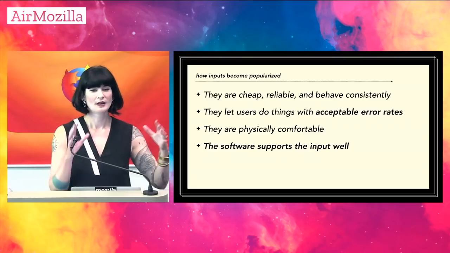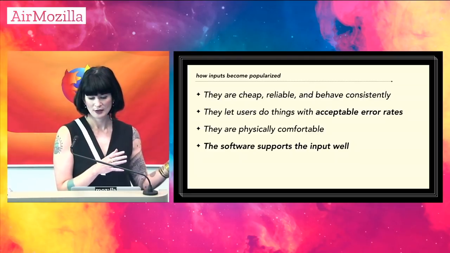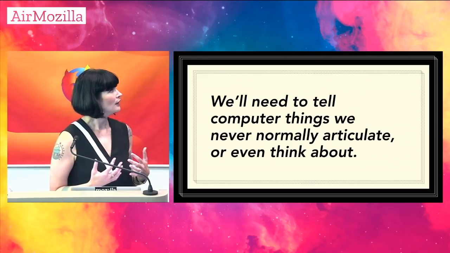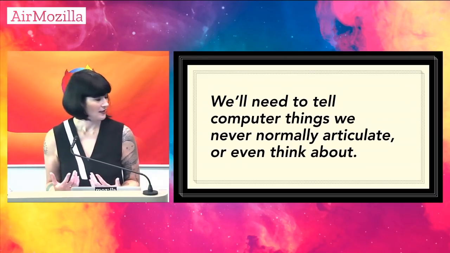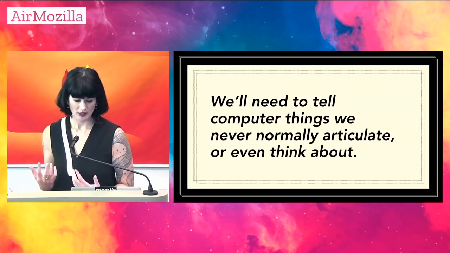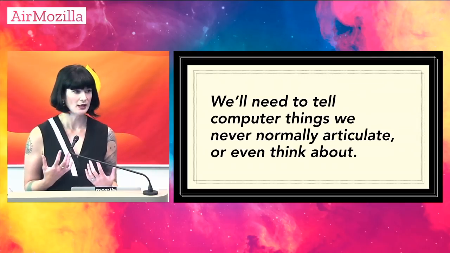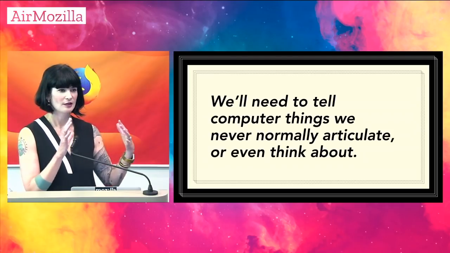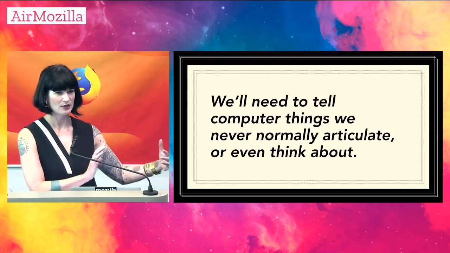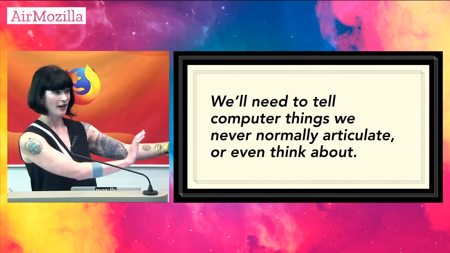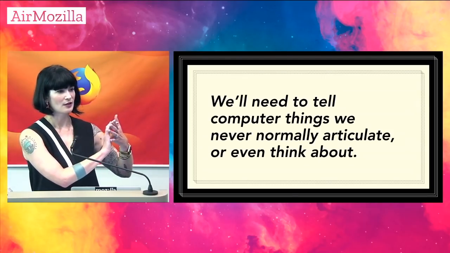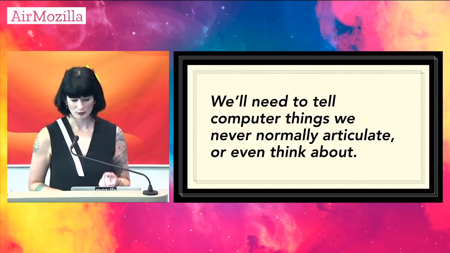Okay, so that is how we talk to computers today. Now let's go to the flip side. So again, we're going to need to tell computers things that we never normally articulate or think about. For example, we're going to need to tell them about our homes. What is okay to do in our house? What's okay to do in our bedroom, in our child's bedroom, for example? We have some of this today, but it's going to start to expand out to the entire world.